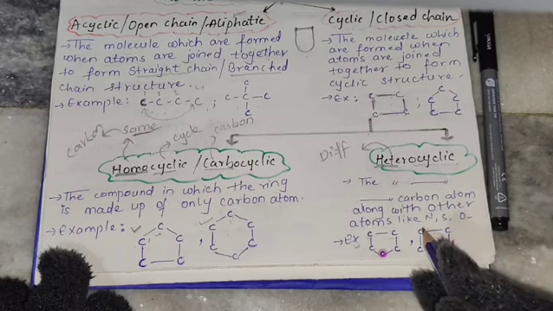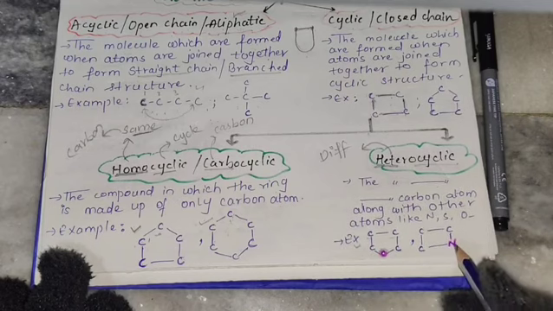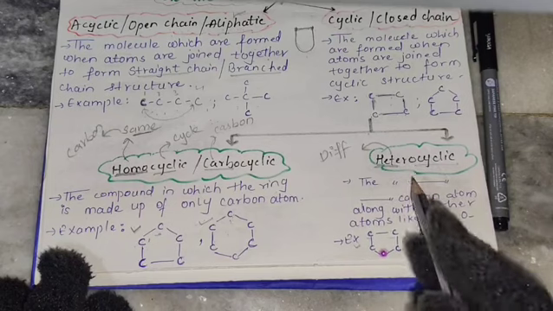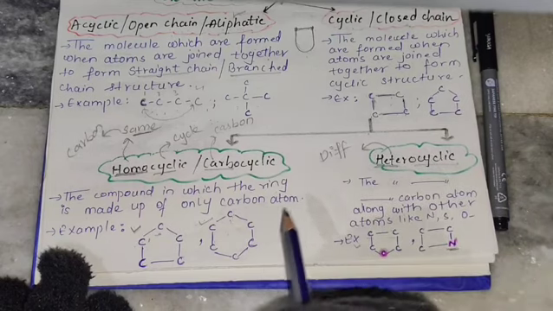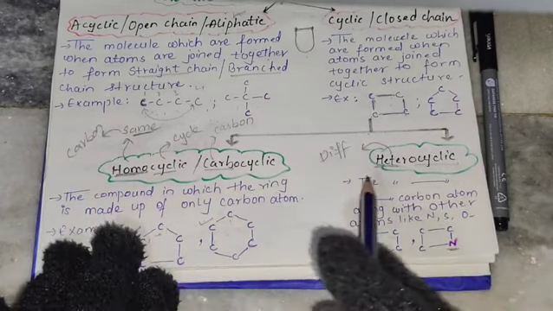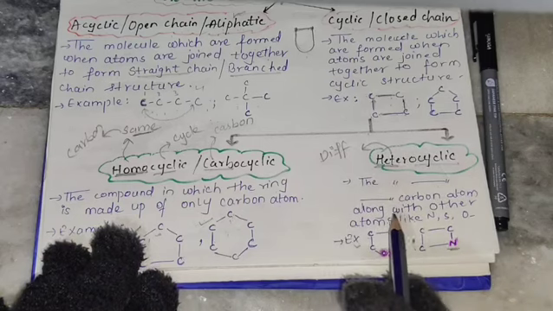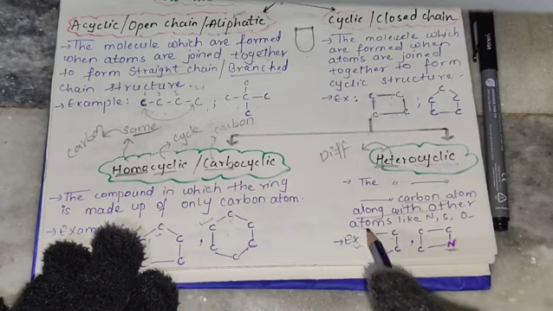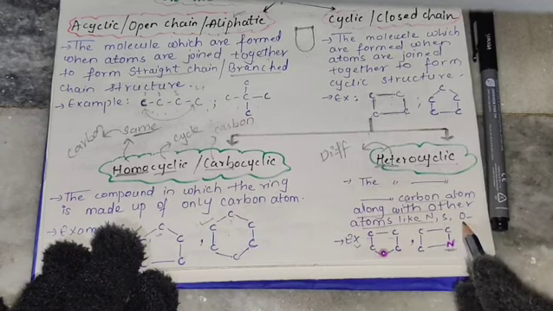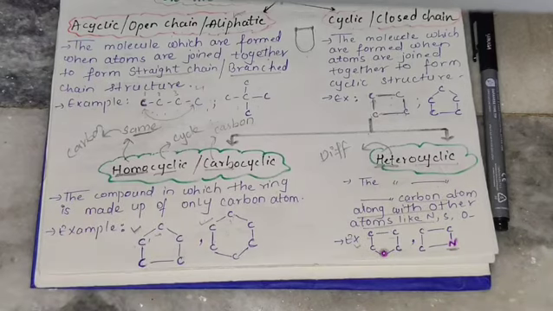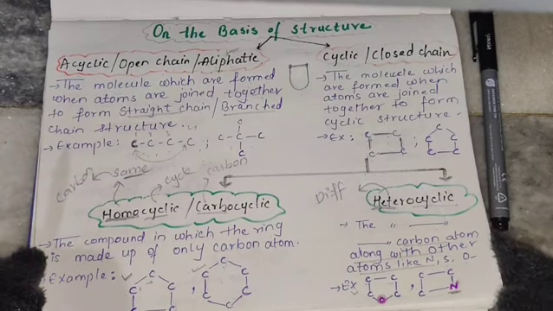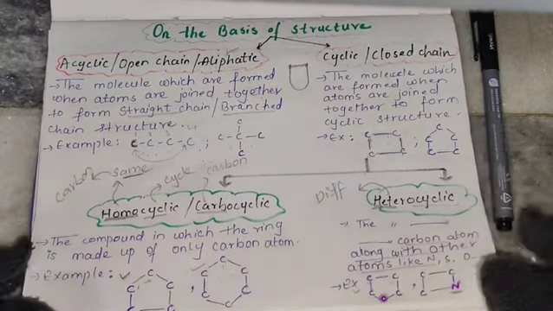Here also a carbon atom is there, but along with the carbon atom there will be a nitrogen atom. Because of this nitrogen atom, this compound will be a heterocyclic compound. Okay, so same definition here also, but the difference is along with carbon atom, other atoms will also be there, like nitrogen, sulfur and oxygen. I hope I have made this concept very clear to all. Now let's move on to the next part.